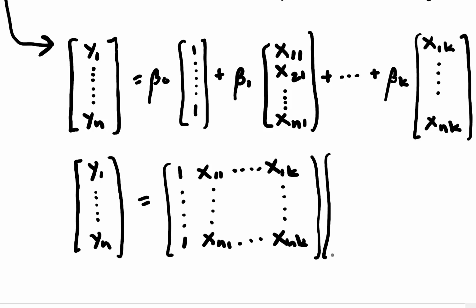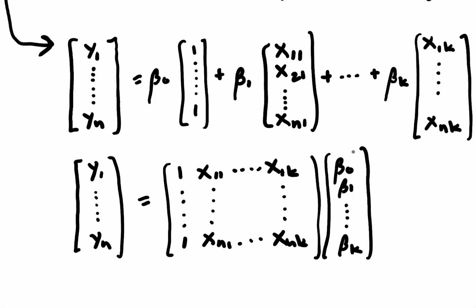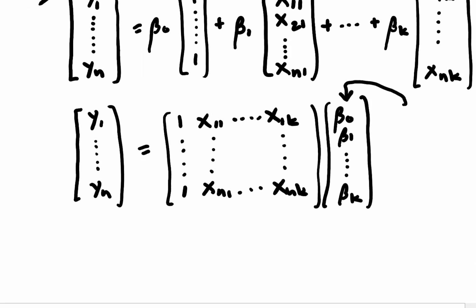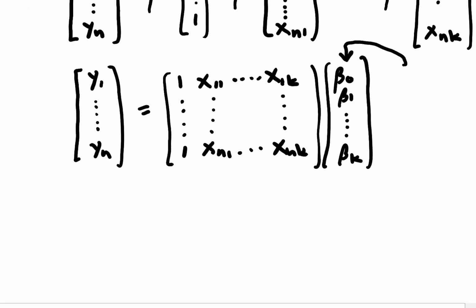And then this is going to be multiplied by our beta vector, which is beta naught, beta 1, down to beta k. So seeing the equation in this form, I think, makes it a little bit easier to see what we're actually solving for. So we're going to be solving for this beta vector. And so what I want to do is rewrite this in a more compact form. So we can write this as y is equal to x beta.